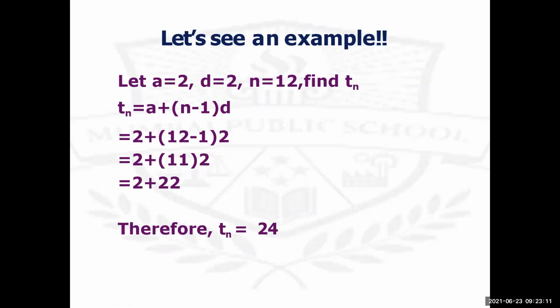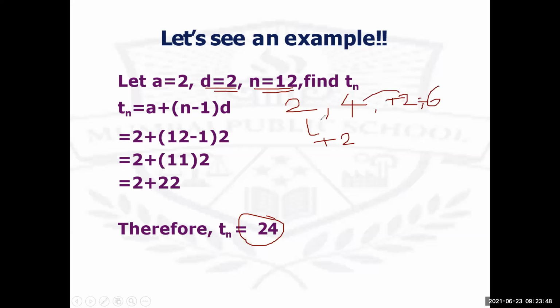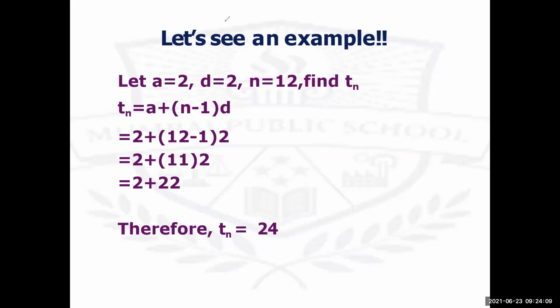So if you want the 12th term, you can directly substitute in the formula and you get the answer as 24. If you want to check this, your first term was 2 and the difference is 2. So your next term would be 4, because you are adding 2. To get the next term, again you add 2, so 4 plus 2 becomes 6. Doing it this way, each time adding 2, takes longer, but we are using the formula for substitution and directly getting the answer. Is this clear to all the students?